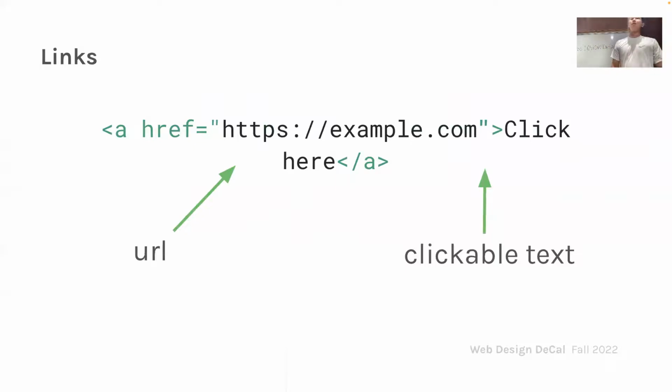So if you want to go from one page to another, or if you have 2 HTML files and you want one to link to the other, this is how you would do it with the A tag. The href specifies the link that you want to go to. So if you want to go to example.com, you just click it and then go to example.com from there.